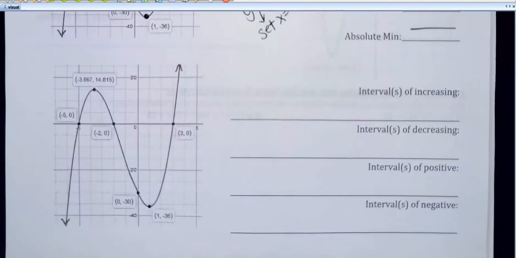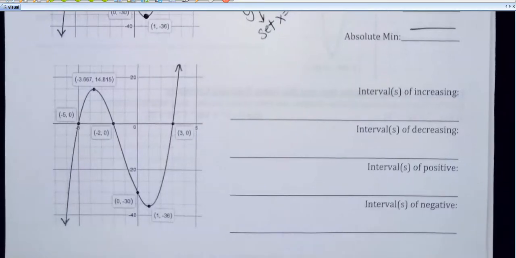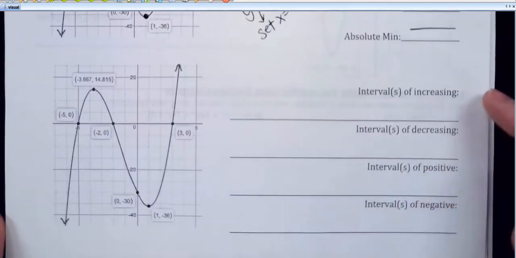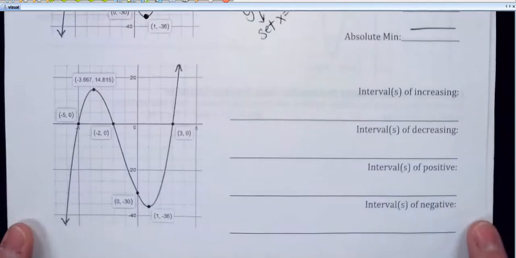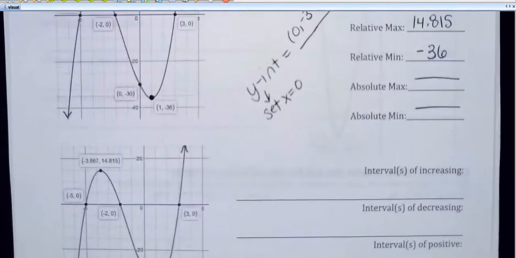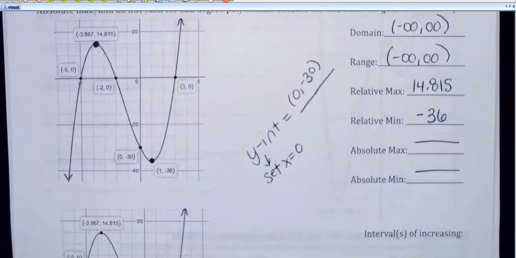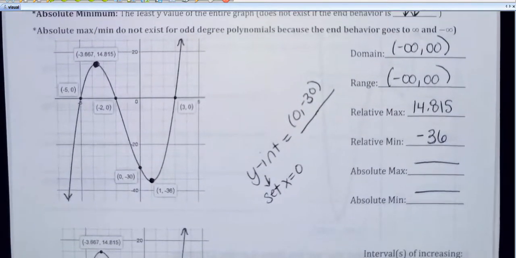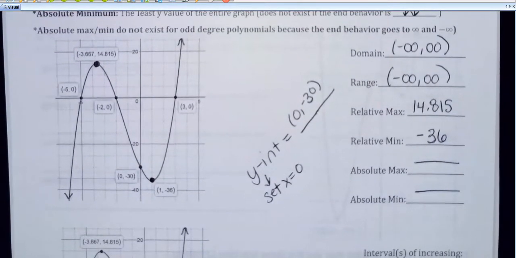Okay, now this is at the bottom of the page, but it's literally the same graph. And so actually, we're going to do intervals of increasing, decreasing, positive, negative. Let me just do something real quick. I'm going to do these on two separate graphs so I can color them differently. But if you remember from our quadratics unit, increasing, decreasing, you're literally just tracing the graph.